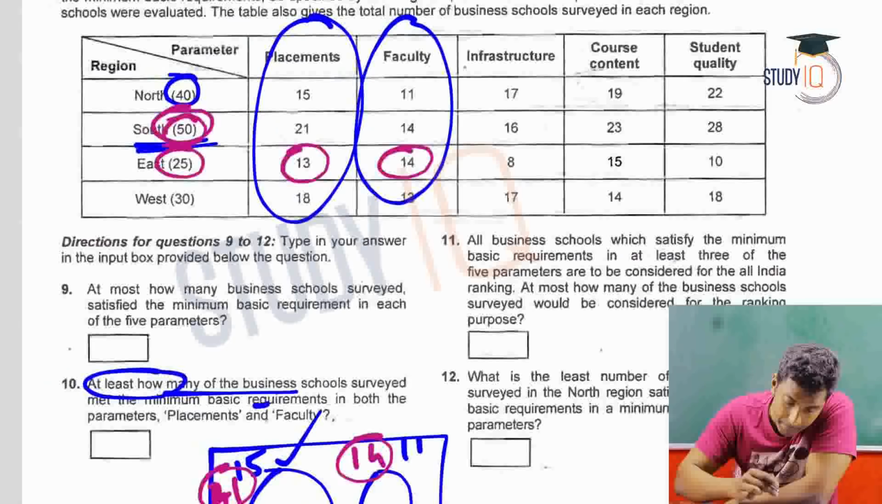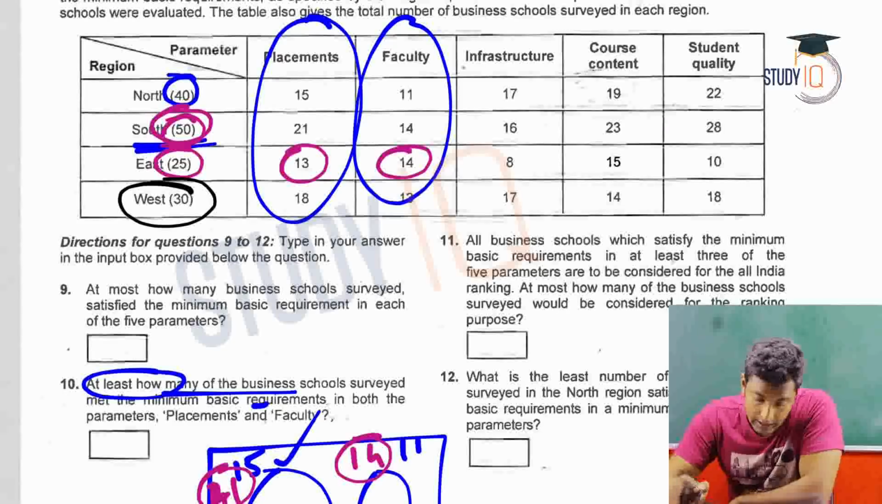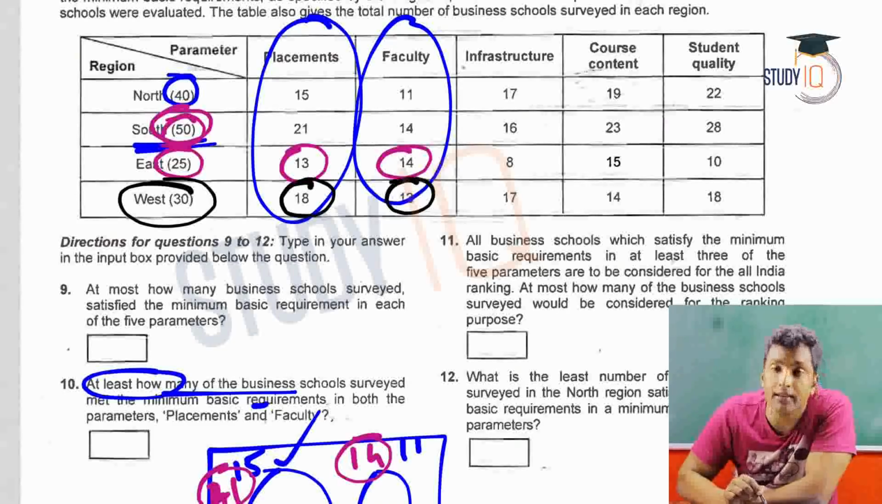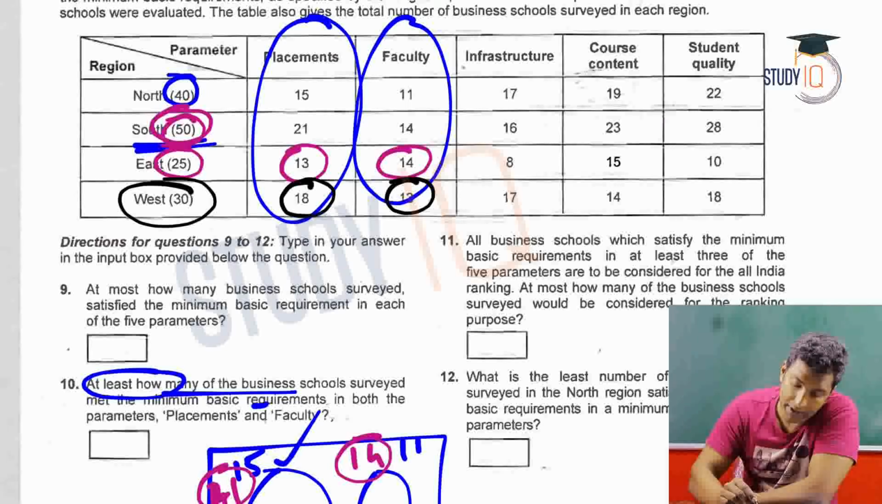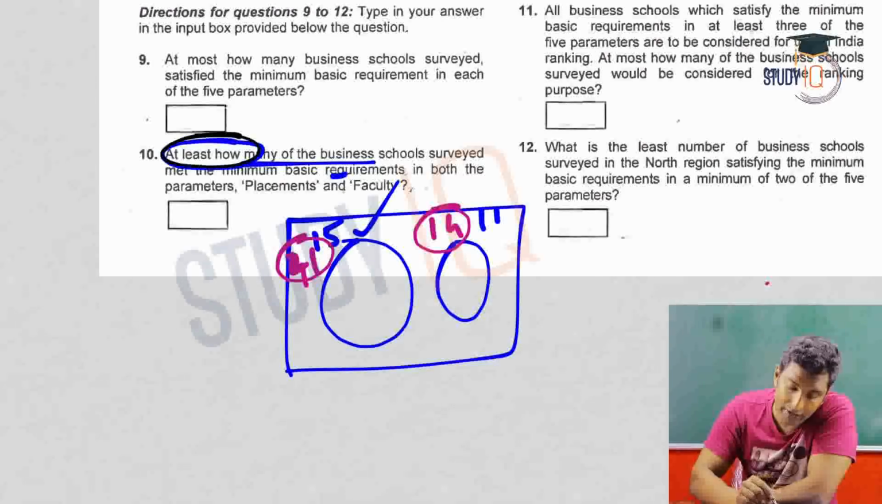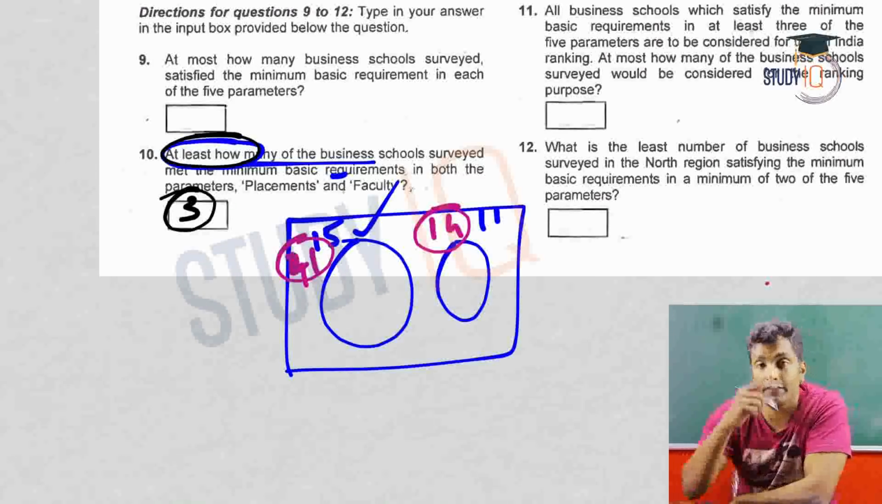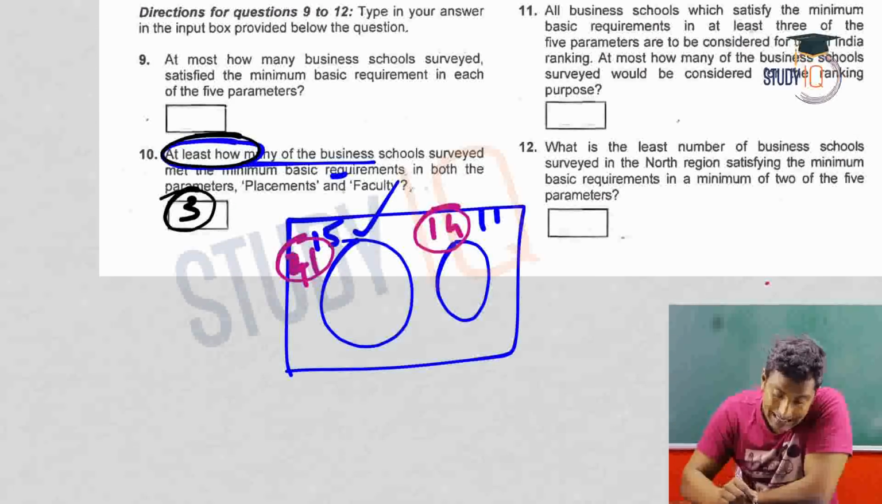Similarly, if you look here, 30. So here we are getting 18 and 13. So 18 plus 13 is 31. So 31 minus 30, from here you will get 1. From here you will get 2. So at least how many, if the question is that? Your answer is 3. If the question is at most, we will maximize here.